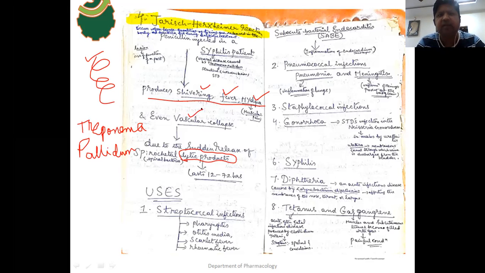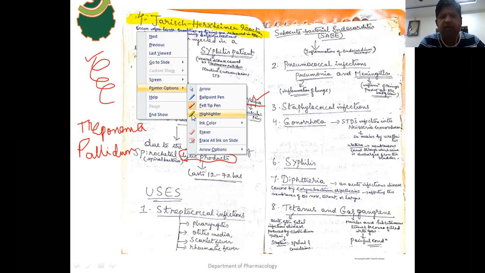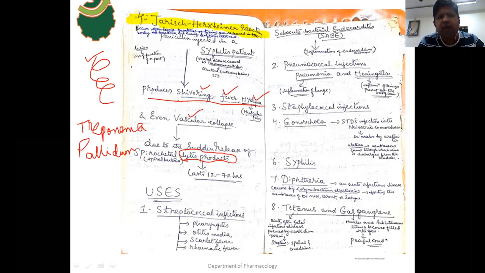I will repeat. Jarisch-Herxheimer reaction, you can just observe here what I have written. It might not be clearly visible, but I would like to read it out. So Jarisch-Herxheimer reaction occurs when large quantities of toxins are released in the body as bacteria die during antibiotic treatment.